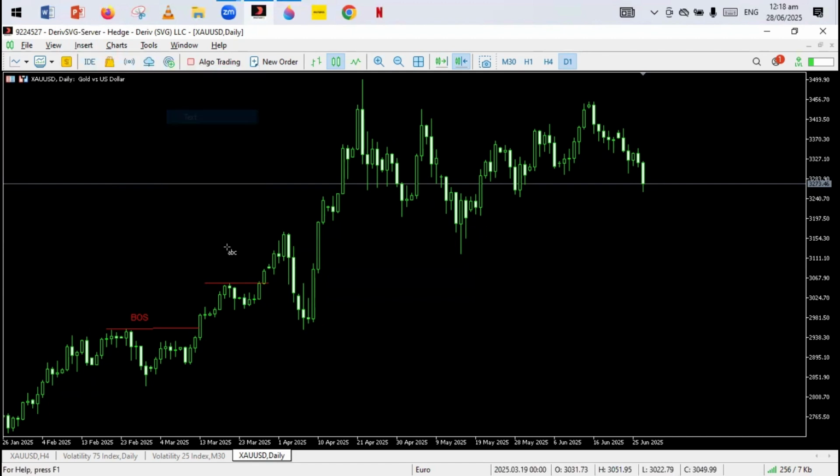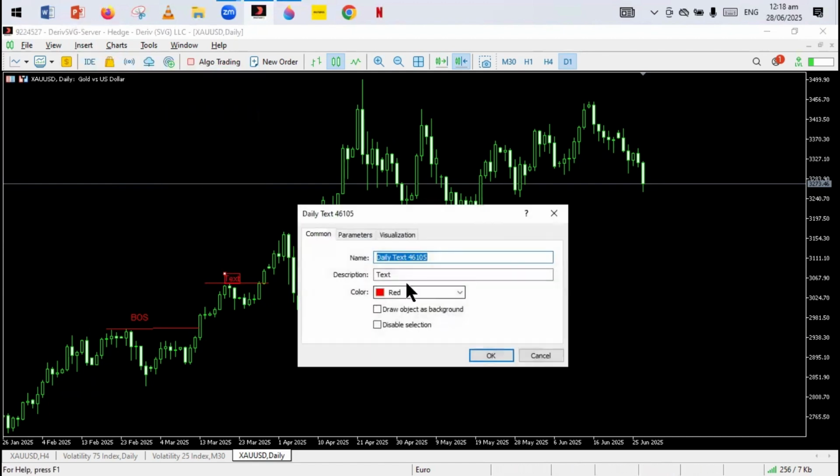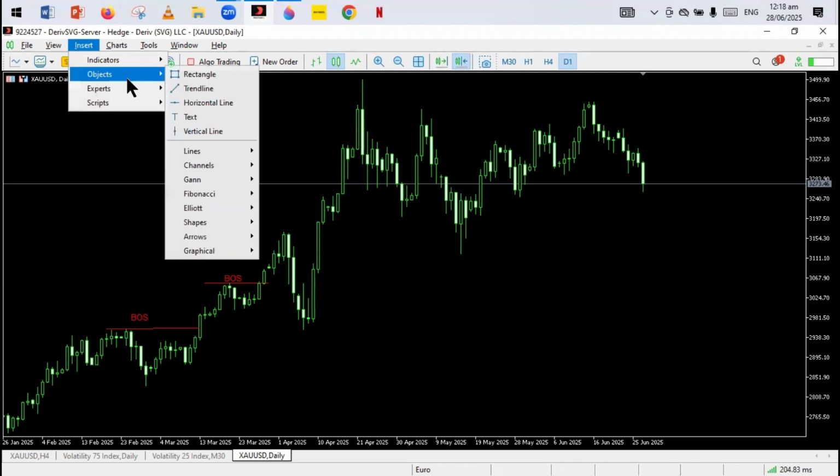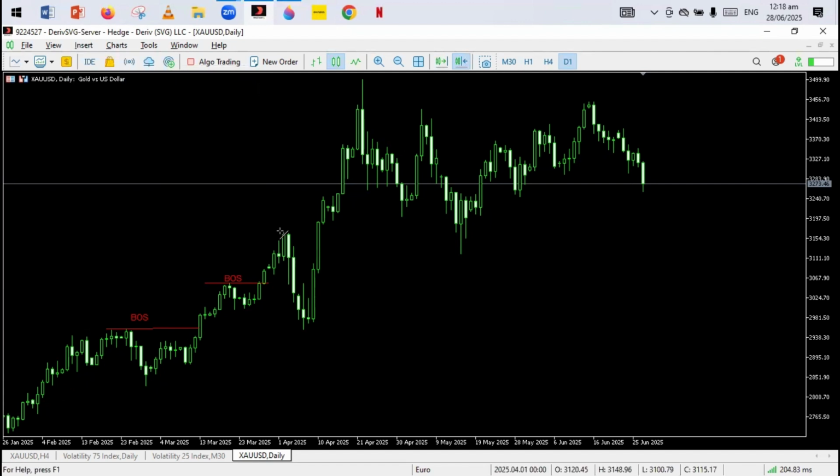Insert object text, and then you type in break of structure. Break of structure. We have another high there which has been broken. So we mark our break of structure.